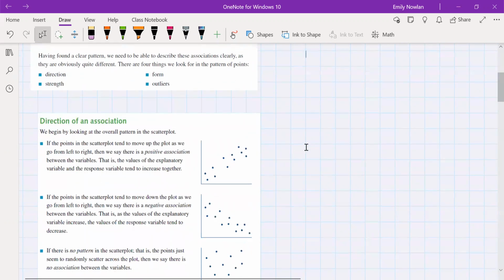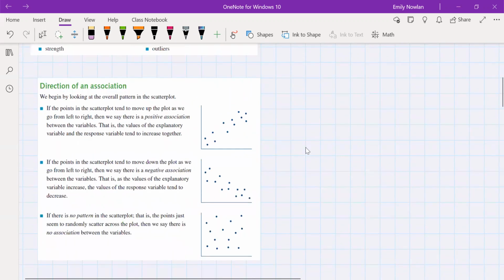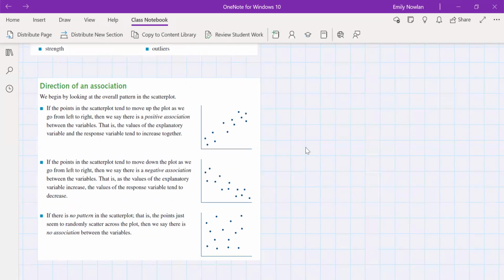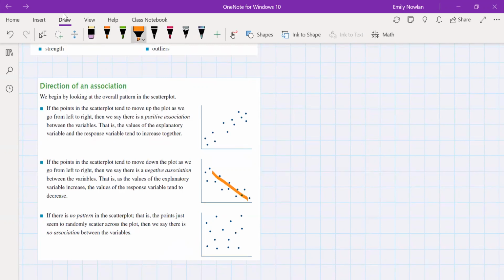First, the direction. When you look at scatterplots, you want to see if you have a positive association. This one's a positive association, meaning as you get bigger that way, you get bigger that way. They both happen at the same time. Then we have the negative association, which is this one.